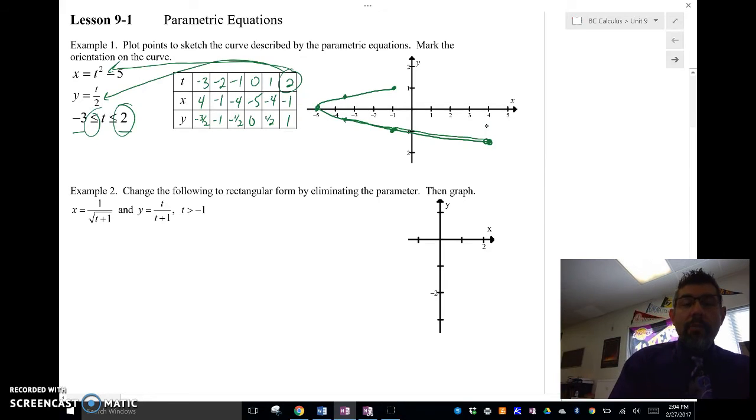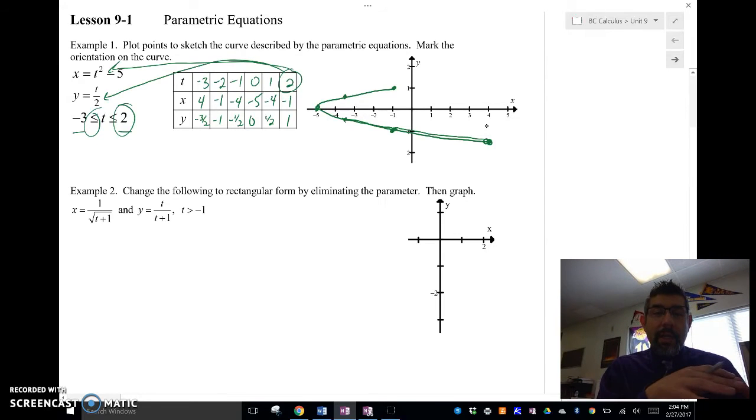So let's see how we're going to change a parametrically defined curve into a rectangular defined curve. What I mean by that is we're going to change these two equations that are in terms of t into one equation that's just x and y. We call that eliminating the parameter.